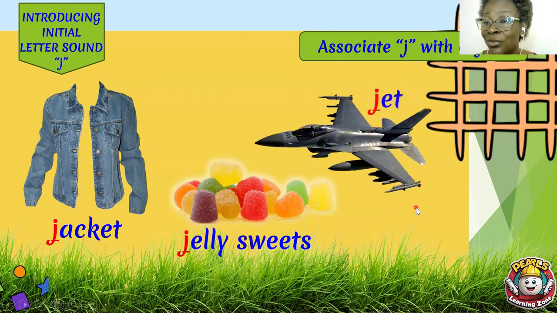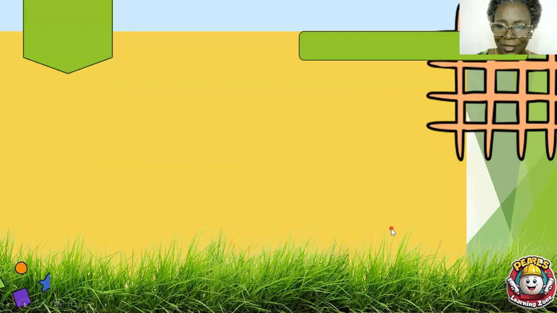What's the first sound you hear when you say jet? Can you hear the sound? It's very audible. Jet, jelly, jacket. Jacket, jelly, jet. Who can tell me anything else that begins with the sound J? Juice. Good. Juice. J. Well done.